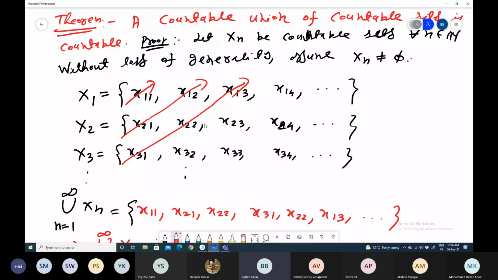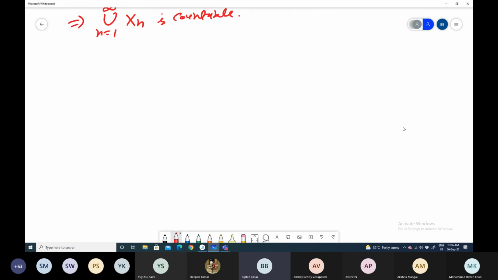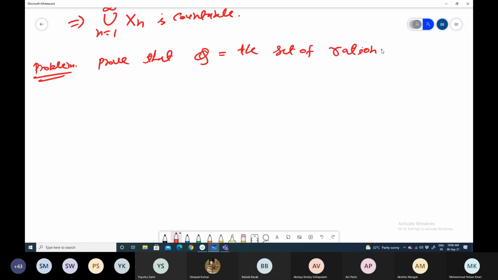Now a similar concept works when you want to prove that the rational numbers are countable. Now there is a problem. Say this is a problem: prove that Q, the set of rational numbers, is countable.